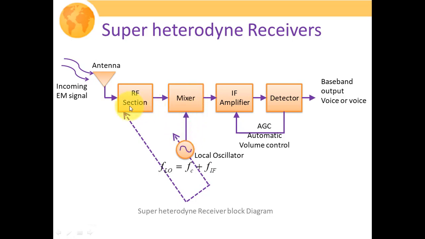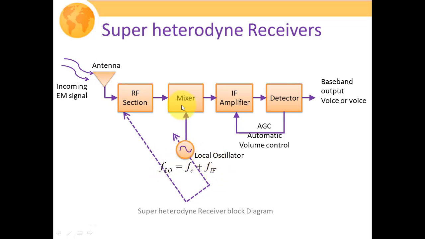Both the mixer and the RF section have the input local oscillator frequency, where FLO equals FC plus FIF, where FC is the central carrier frequency and FIF is the standard intermediate frequency. Both these blocks, the RF section as well as the mixer, are ganged up, or you could say fully synchronized. That is, they operate over the same frequency ranges.